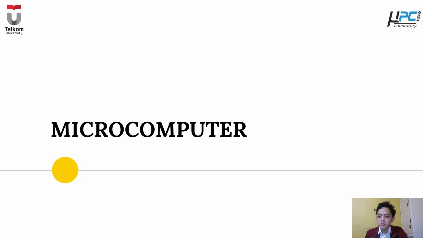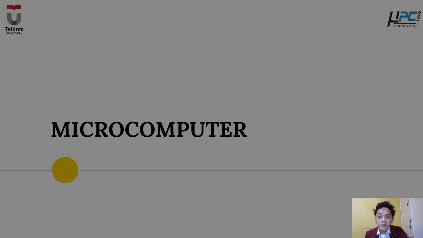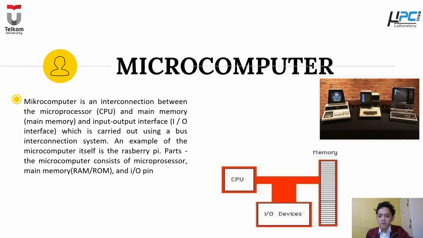So now it's about microcomputer. What is microcomputer? What is the difference between microcomputer, microcontroller, and microprocessor? So microcomputer is an interconnection between the microprocessor or CPU and main memory and input-output interface or I/O interface, which is carried out using a bus interconnection system. An example of the microcomputer itself is the Raspberry Pi.